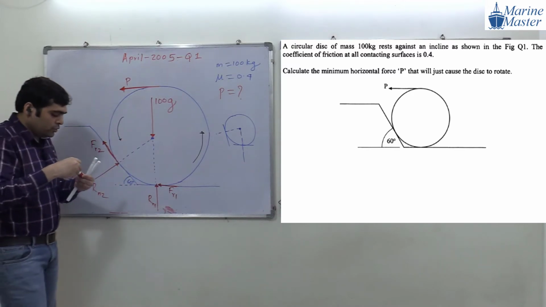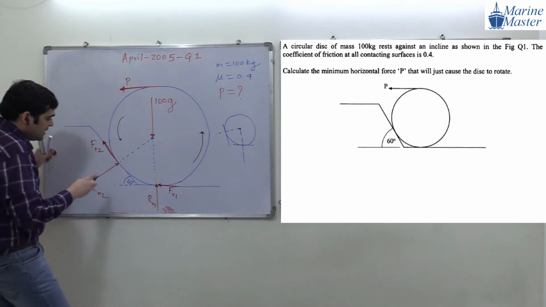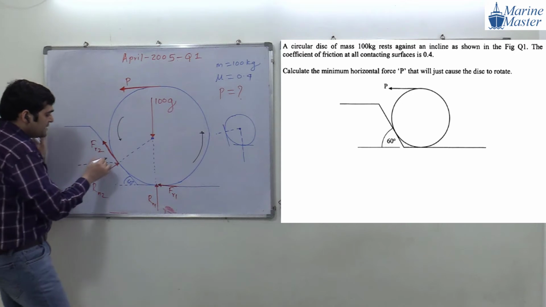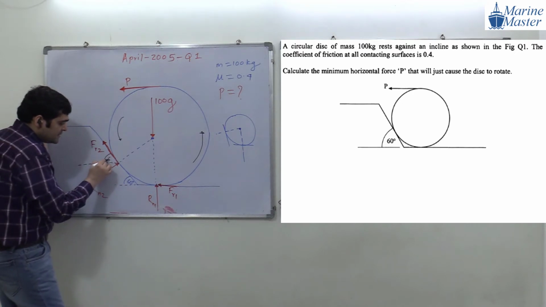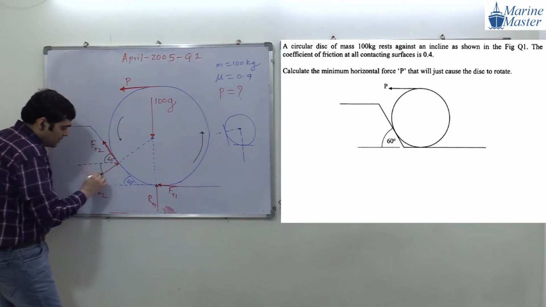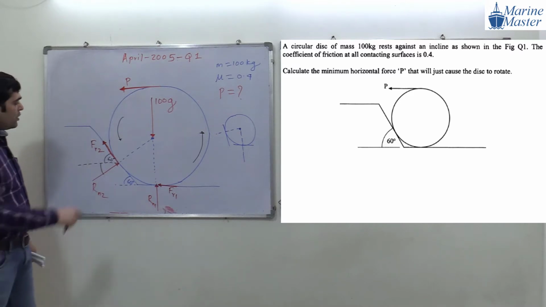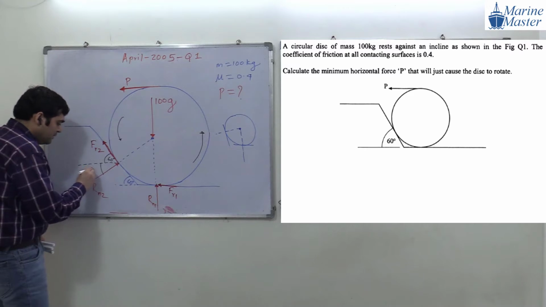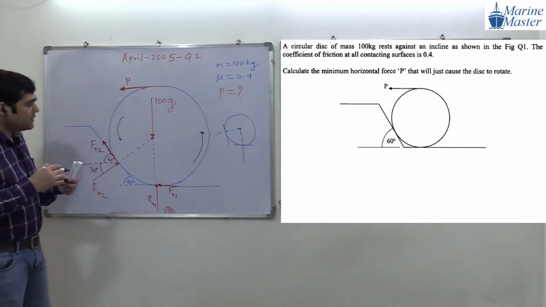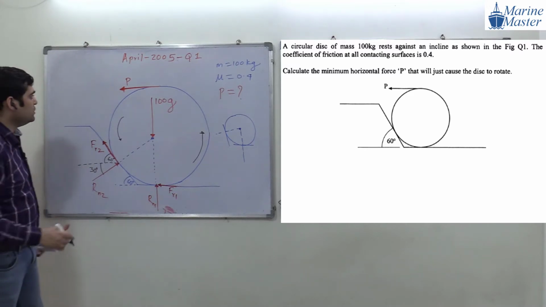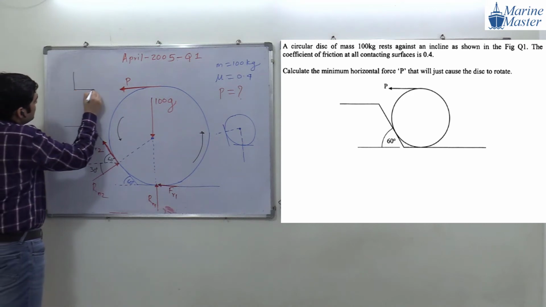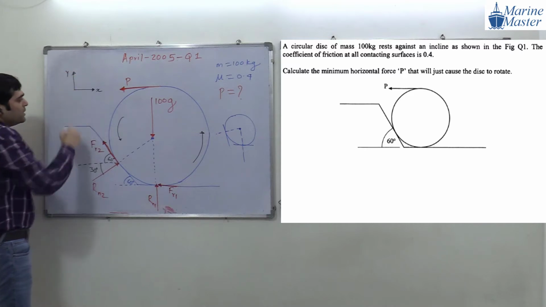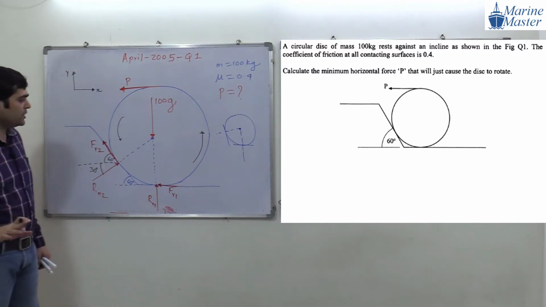Now I am going to show the angles here. Here I am going to draw one dotted horizontal line. This angle will be 60 degree. What is the angle between Fr2 and Rn2? 30 degree. So this angle will be 30 degree. Now here we are going to show the x and y direction. This will be our x direction, and this will be our y direction.